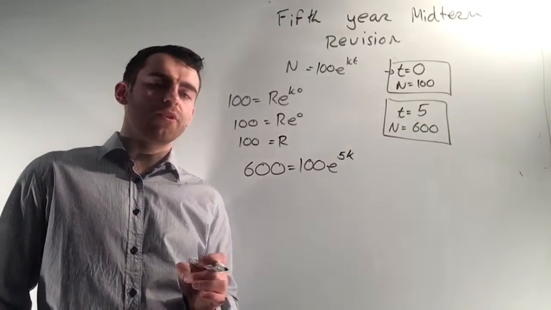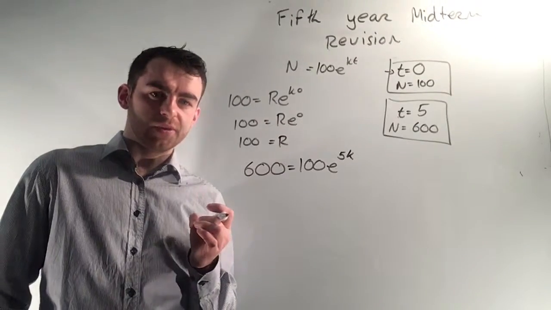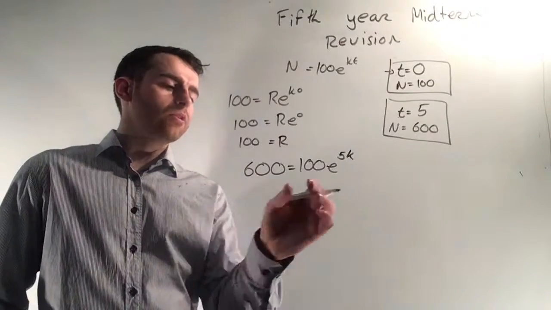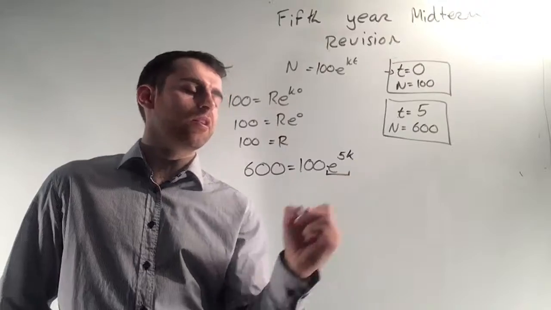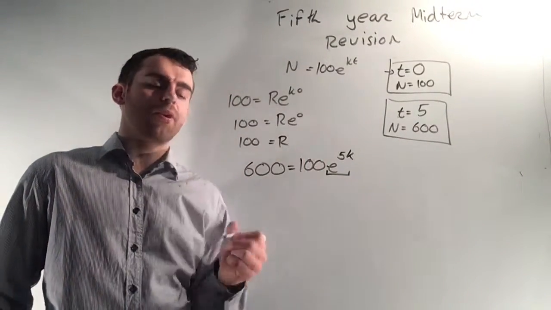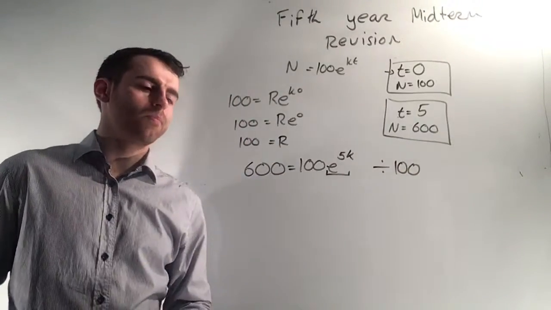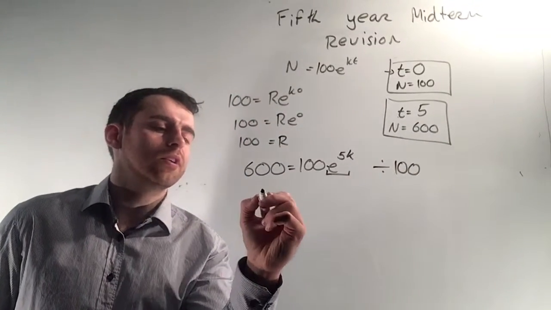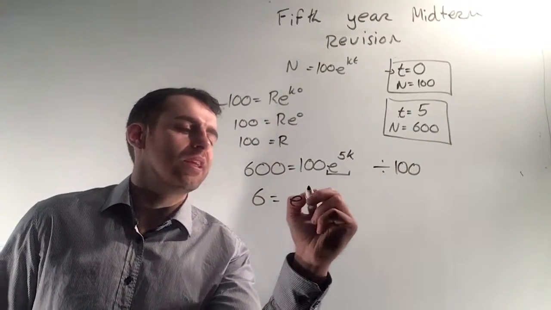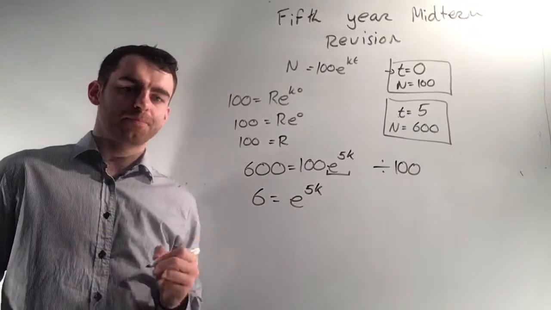You should recognize if your unknown is in the powers, you're going to have to introduce logs here. Before you introduce logs, you have to isolate the term that has the unknown in the power. And in order to do that, I need to divide both sides by 100. If you divide both sides by 100, you'll get 6 is equal to e to the power of 5k.